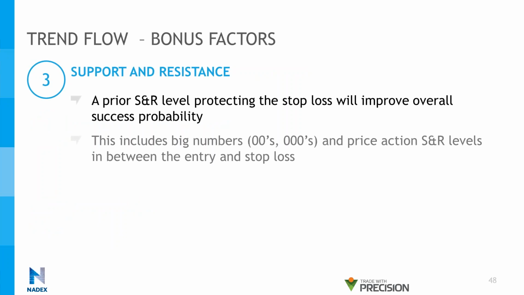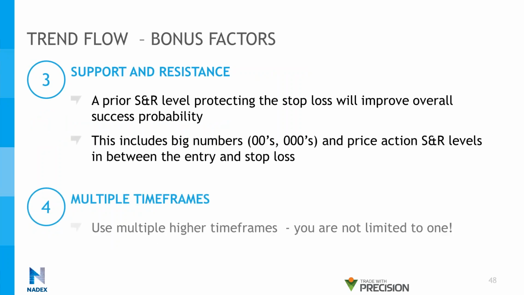Two more bonus factors here: support and resistance. A prior support or resistance level is going to improve the success or probability of your trade because the support and resistance level is protecting our stop loss. Okay, so you can look for a combination of things like big numbers. Any number that ends in like 2 or 3 zeros can be a big number.